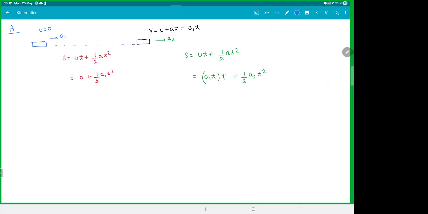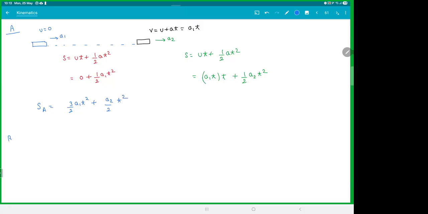Is that clear, everyone? The common mistake is people think the speed is 0 here. It is not 0. You have gained some speed. So what is the total distance traveled by A? Just add them up: 3 by 2 A1 t square plus A2 by 2 t square. Is that clear, everyone? That's the total distance traveled by A.